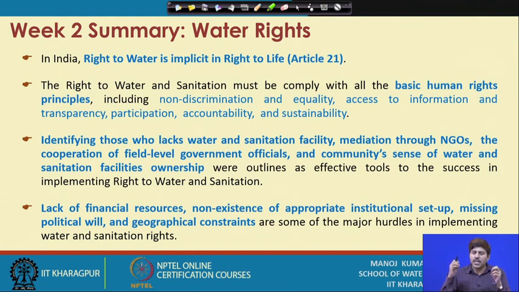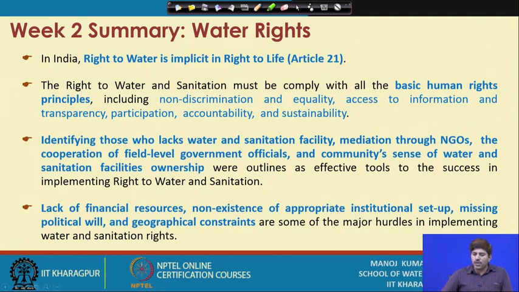The challenges or hurdles were also discussed, which include the lack of financial resources, then the non-existence of an appropriate institutional setup, because without an appropriate institutional setup, implementation becomes very difficult. So, that was another important point which was discussed. Then the missing political will and the geographical constraints, because that deals with the availability of resources itself. So, these were the major hurdles in the process of implementing the right to water and sanitation.